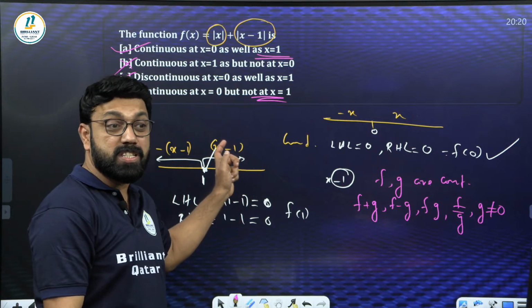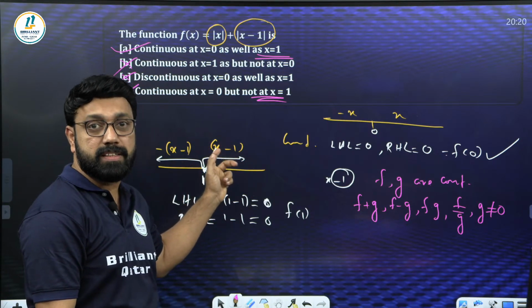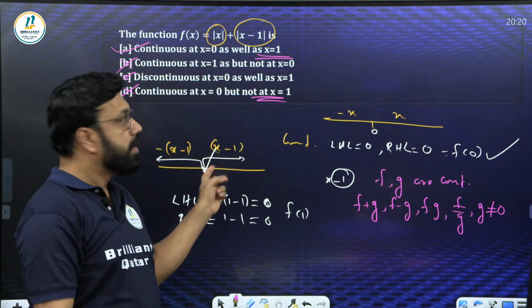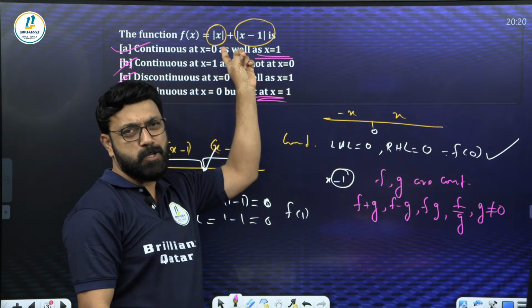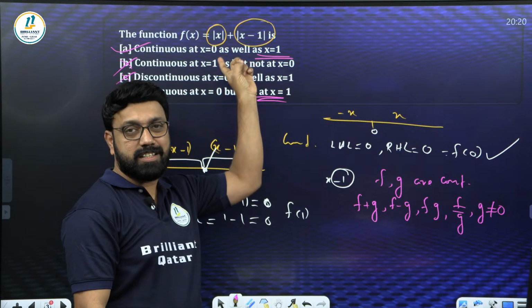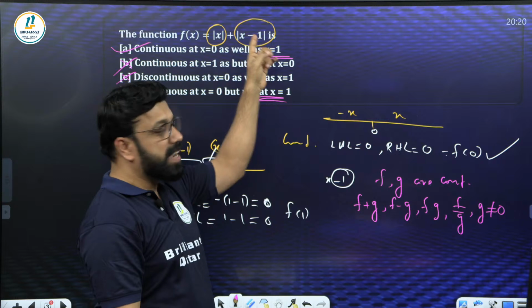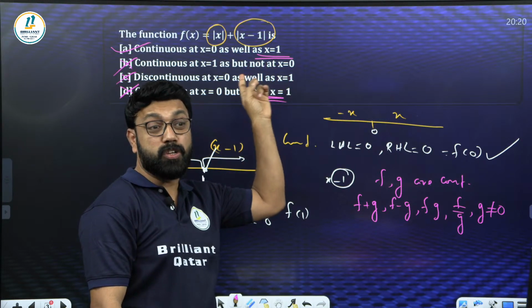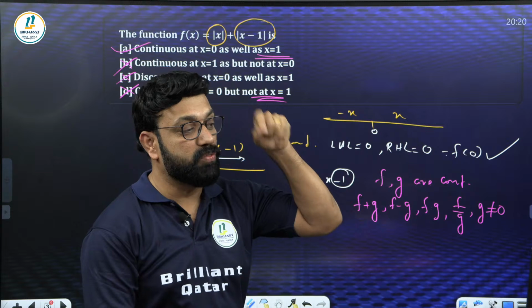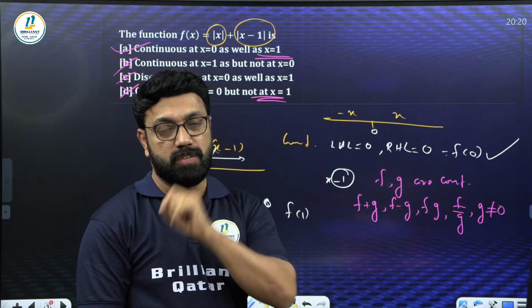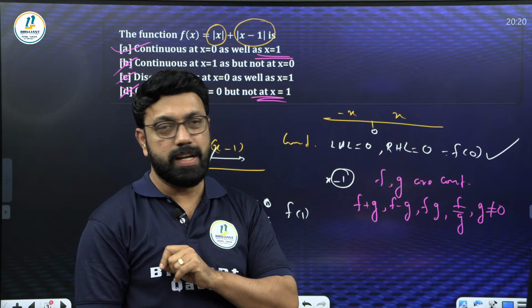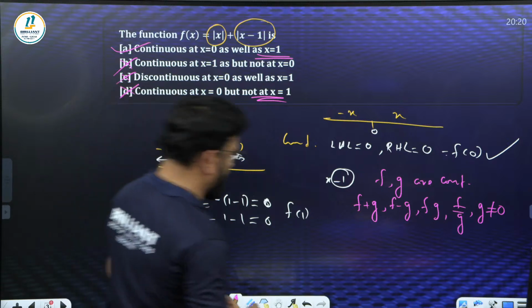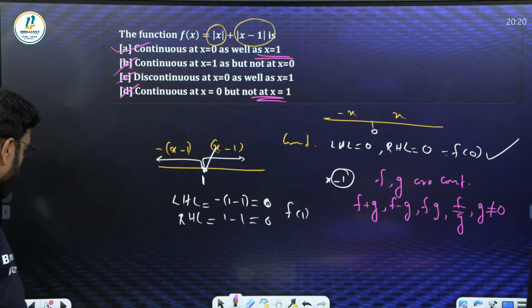At the same time, what's the differentiability of this one? A question will come like that also. What's the differentiability? Mod x is not differentiable at x equal to 0. Mod x minus 1, differentiable? No, not differentiable at x equal to 1. At the particular point, it is not differentiable. Okay, then option A is the right answer. We can check the next question.